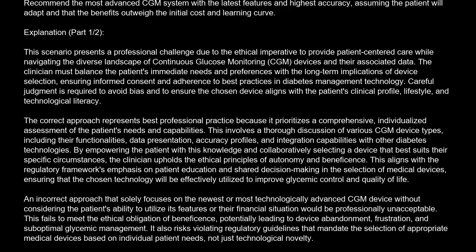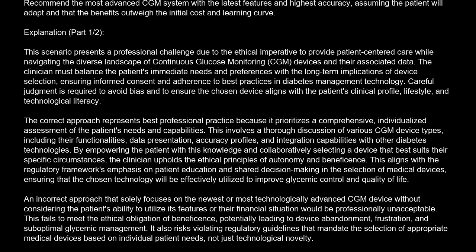The correct answer is B. Recommend the most advanced CGM system with the latest features and highest accuracy, assuming the patient will adapt and that the benefits outweigh the initial cost and learning curve. Explanation. This scenario presents a professional challenge due to the ethical imperative to provide patient-centered care while navigating the diverse landscape of continuous glucose monitoring, CGM devices, and their associated data. The clinician must balance the patient's immediate needs and preferences with the long-term implications of device selection, ensuring informed consent and adherence to best practices in diabetes management technology.